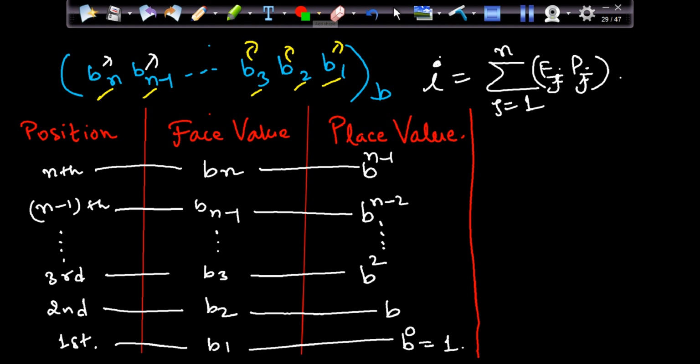And this type of number system, where each position has a place value, is called a positional number system.